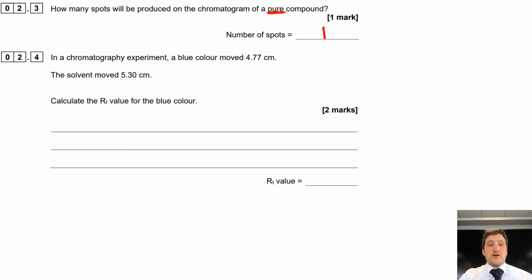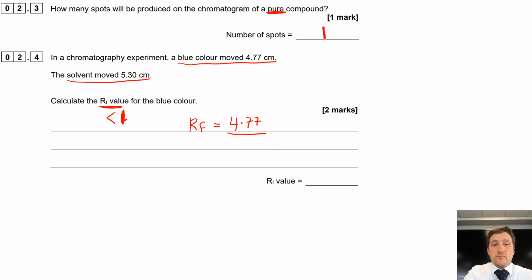And we have our last one, our calculation. They haven't given us the equation. We need to know the equation, but crucially, RF value, every single answer is going to be below 1. Okay, that's what is important to know about RF. So if we write our RF equation, or rather, and put the numbers in, it's how far the spot moved, so that's our blue color moved 4.7, divided by how far the solvent moved, which is 5.30.